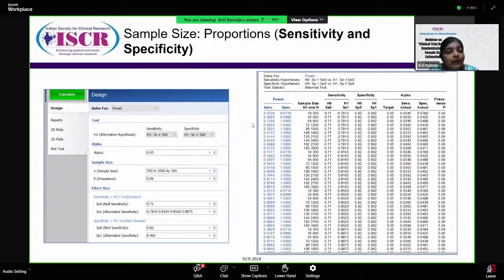So we are solving for power, as they have said. We are doing the sensitivity and specificity both. The alpha is the 95%, so sorry, the 5%. And the sample sizes they have mentioned to be incremented, which you can see on the screen. And the prevalence is 6%. Whatever is the null hypothesis is being presented here for both sensitivity and specificity. So with the click of a button, you can get all the different options in PASS, and this is how you can generate the sample size easily using PASS software.